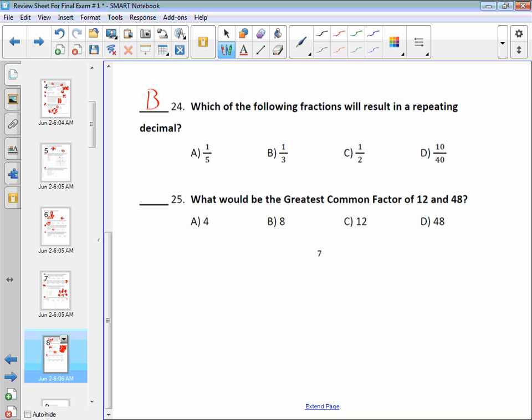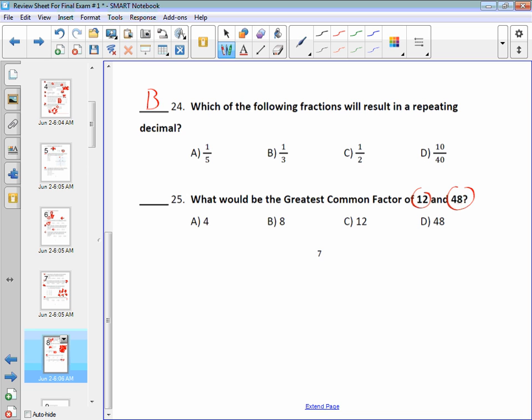All right, GCF. They didn't give you a whole lot of room to work. Honestly, I think that you should be able to do 12 and 48 in your head. What's the highest number that goes into both? Patrick, it's 12. Because 12 can go into itself once, and it can go into 48 4 times.